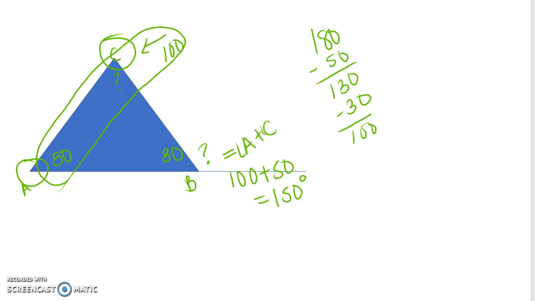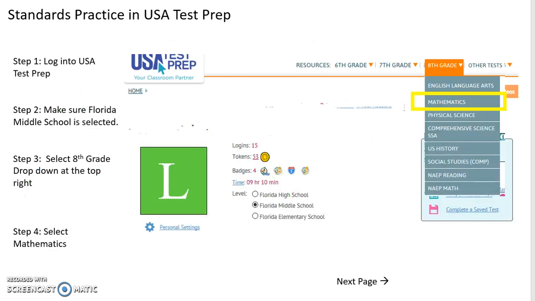Those are your basic triangle properties with angles. Please make sure you practice this. It is G.1.5 in USA Test Prep.